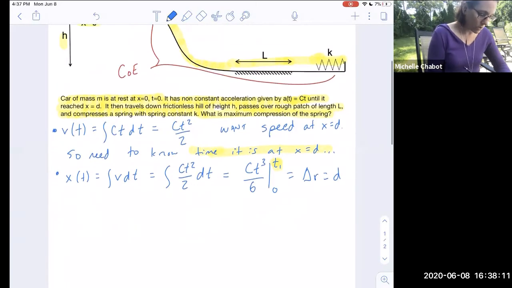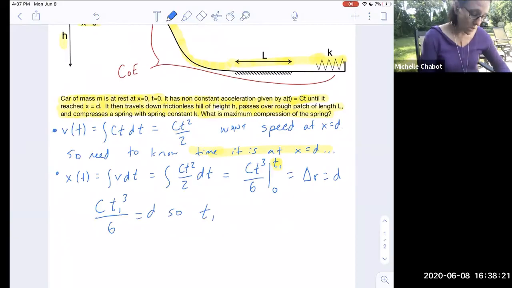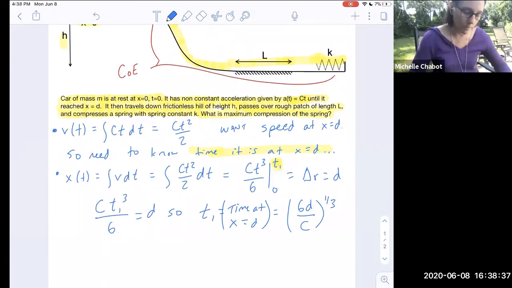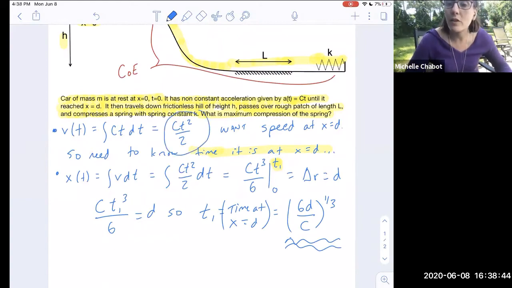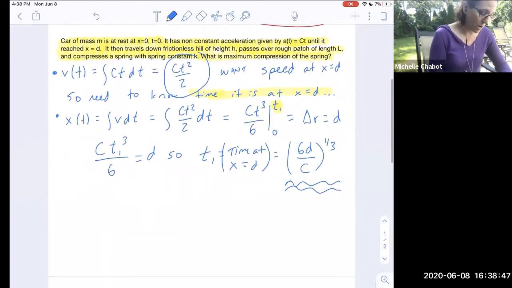So now I have c t1 cubed, because I'm just evaluating it, over 6 is equal to d. So the time t1, the time it's at x equals d, is going to be equal to 6d over c, and then it'll be the cube root, which I write to the 1/3 power. So this is my important intermediate step, along with my previous velocity as a function of time.